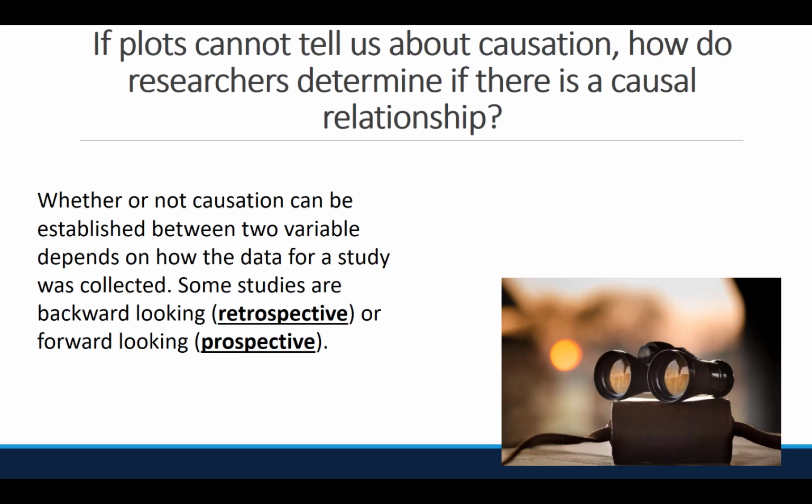If plots cannot tell us about causation, how do researchers determine if there is a causal relationship? Whether or not causation can be established between two variables depends on how the data for a study was collected. Some studies are backward-looking, retrospective, or forward-looking, prospective.